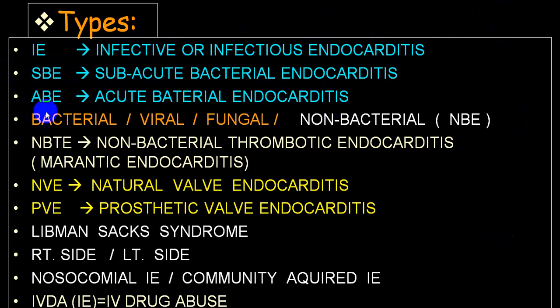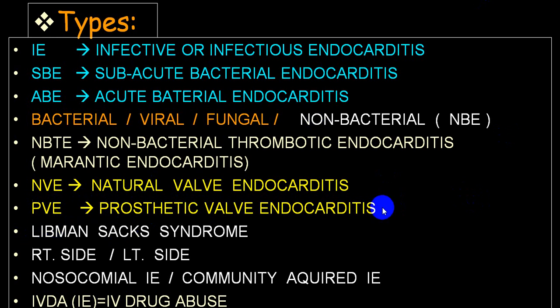And depending upon the etiology, bacterial, viral, fungal, or non-bacterial. And non-bacterial in short is called NBE. And if there is a non-bacterial thrombotic endocarditis, it is also called marantic endocarditis or NBTE. If it is on the native valve, it is called NVE. If it is on a prosthetic valve, it is called PVE. If it occurs on the undersurface of a valvular structure, in a case of SLE, it is called Libman-Sacks syndrome.